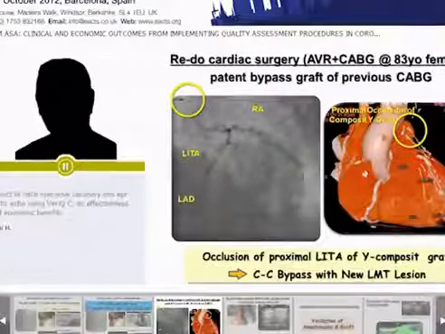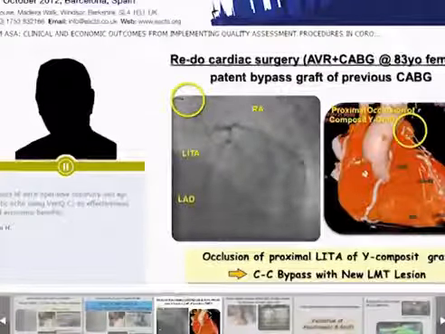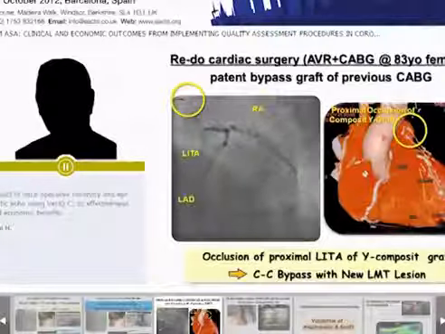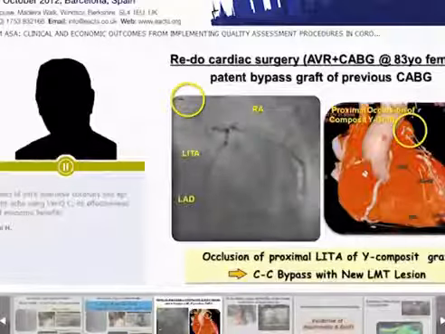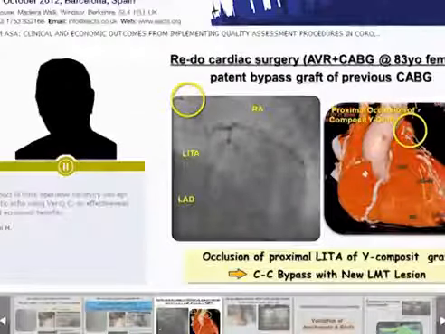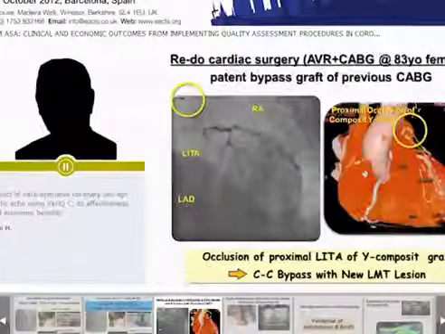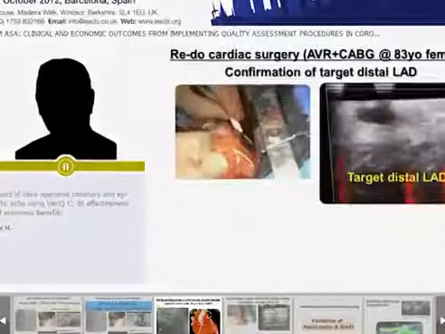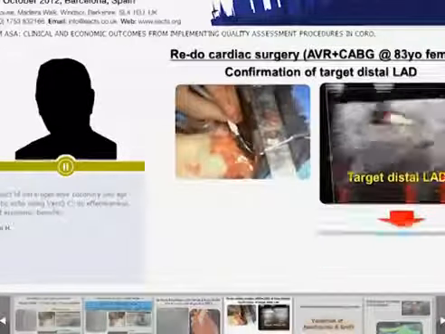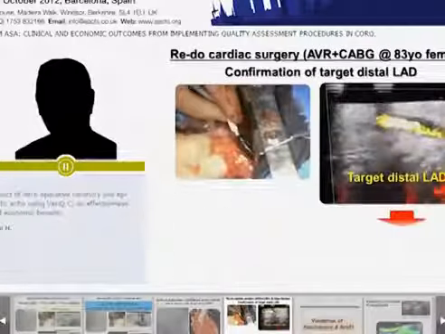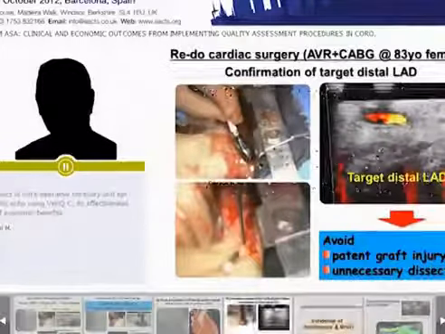This is another case of redo cardiac surgery. Actually, all of the distal anastomoses were patent, but unfortunately only the proximal LITA was occluded by the Y composite graft, because it was a CABG actually, and the patient got a new LMT lesion, and I had to put another graft distally. In this case, the target distal LAD was easily recognized by using VeriQC, and I could avoid patent graft injury and unnecessary dissection.